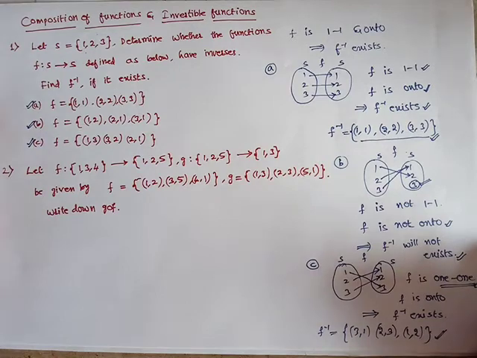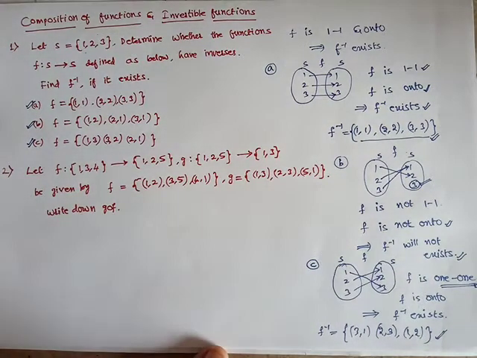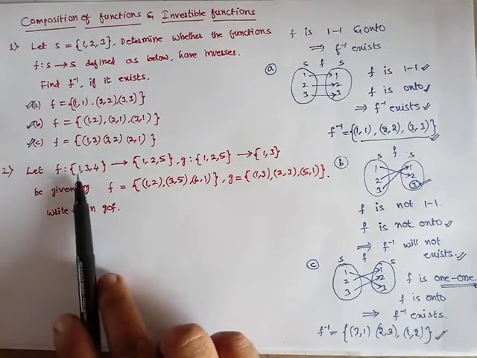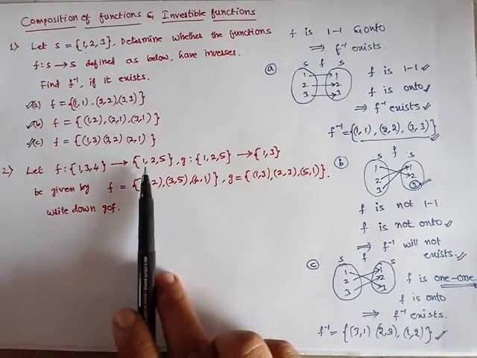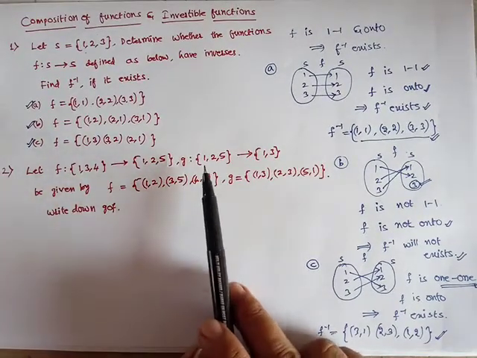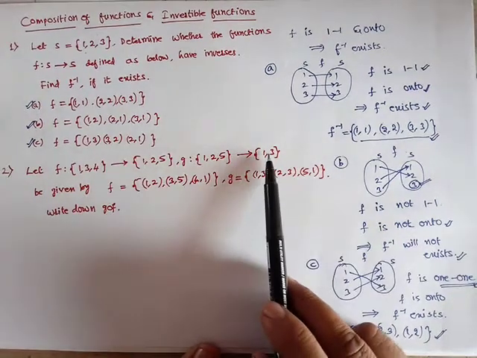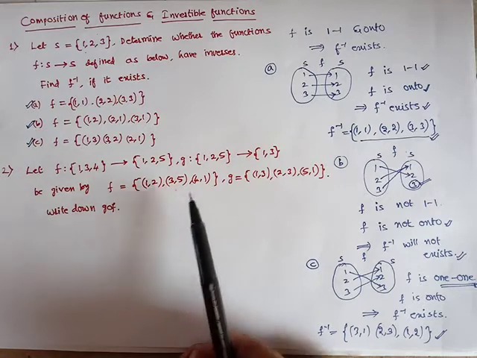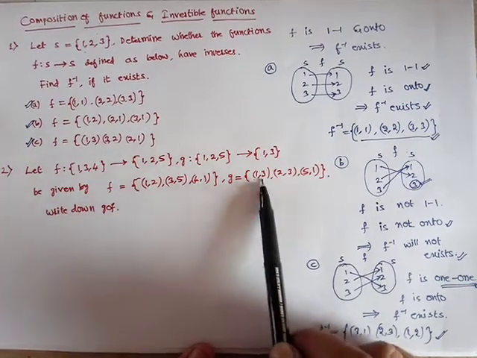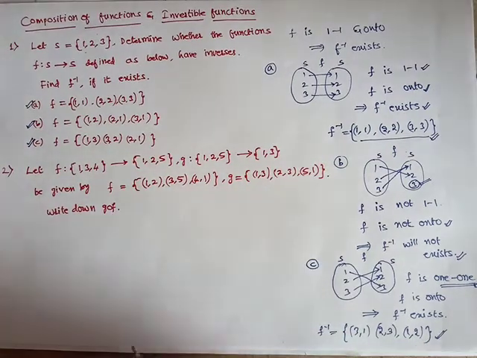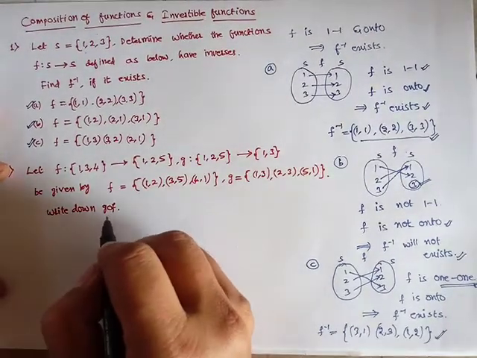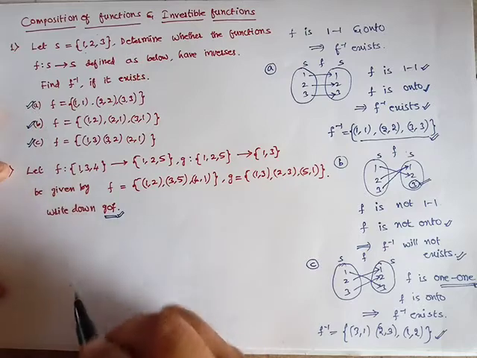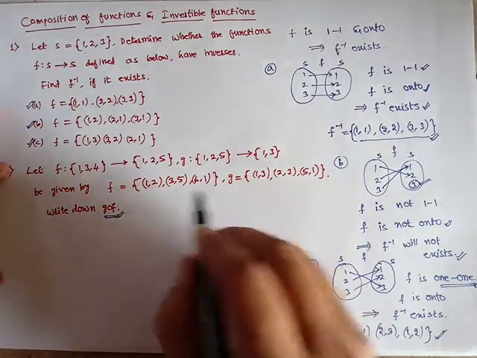And coming to the second question, let f be mapping from {1, 3, 4} to {1, 2, 5}, g is mapping from {1, 2, 5} to {1, 3}, given by f equals {(1,2), (3,5), (4,1)}, g equals {(1,3), (2,3), (5,1)}. Then write down f inverse. Then write down g circle f. First of all, we write both the functions.